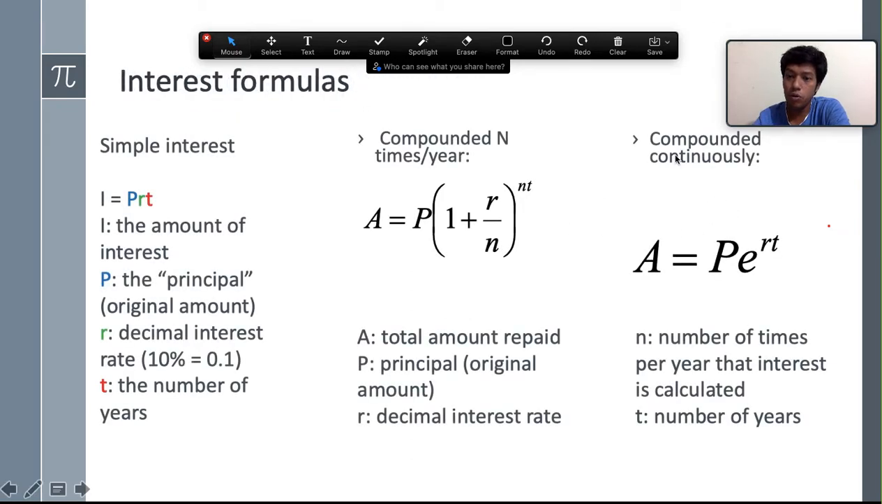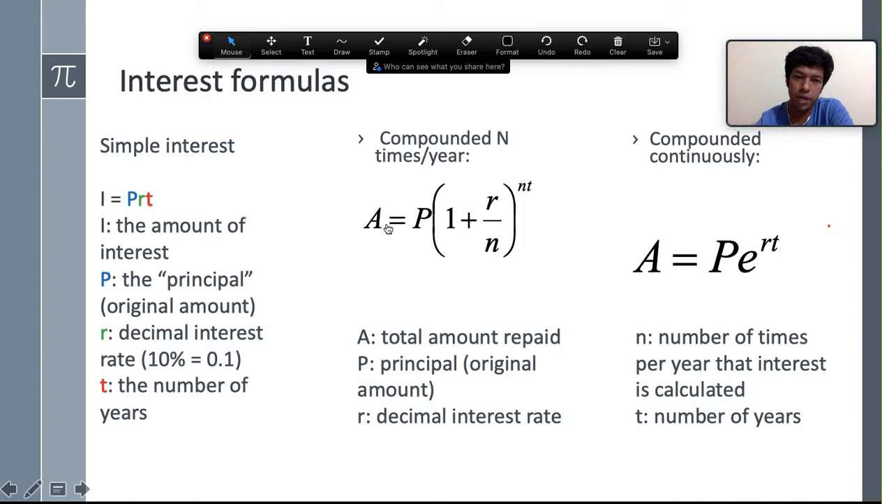If something grows continuously, then we will use this formula to find out our total amount of money. This is principal as usual. This is rate of interest in decimal as usual. This is number of years t, and A is the total amount of money as usual. So you have these three formulas here. That's why we are showing you all these formulas side by side, because they will play a role in this entire lesson.